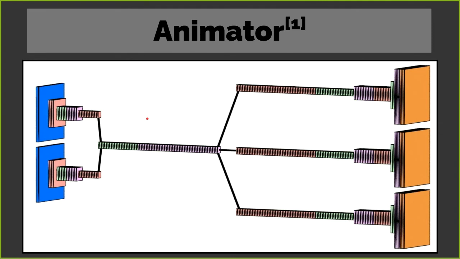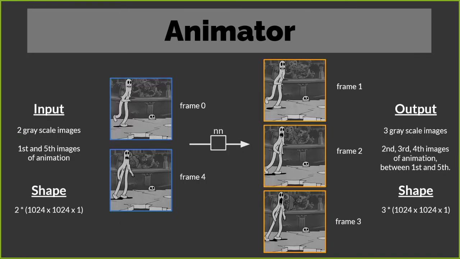The original architecture described in the paper had it just predict a single image in between the 2. I wanted it to predict 3 between the 2 because I thought it would look cool, and I wanted to see what would happen. And that's a big part of science, just experimenting and changing things to see what the results are. So this is an example of how the animator works. We give it frame 0 and frame 4, and then it gives back to us frames 1, 2, and 3 that occur between frame 0 and frame 4.